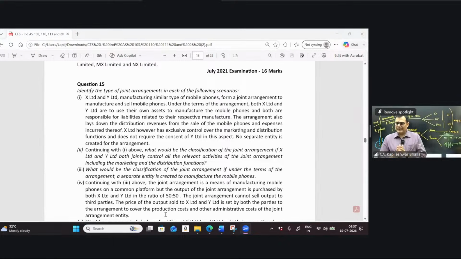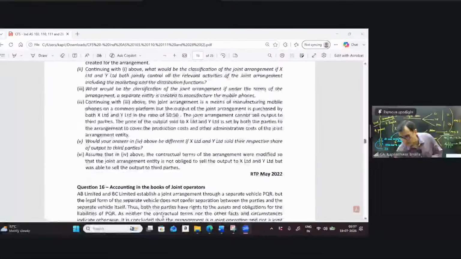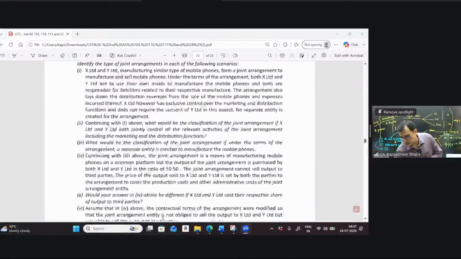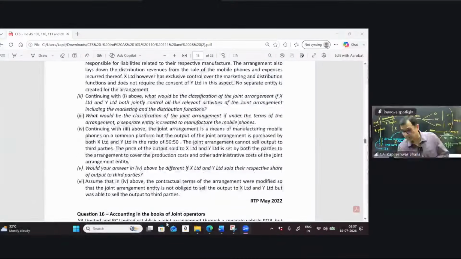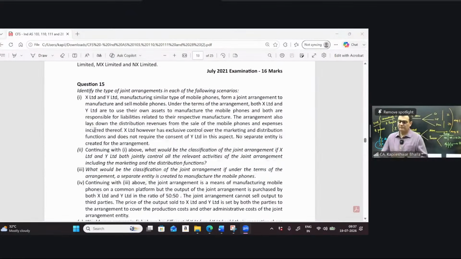It says identify the type of joint arrangements in each of the following scenarios. This came in RTP in May 22. There are a total of, I guess, 6 scenarios. So we need to carefully analyze the inputs in each of these scenarios. It says identify the types of arrangements in each of these scenarios.